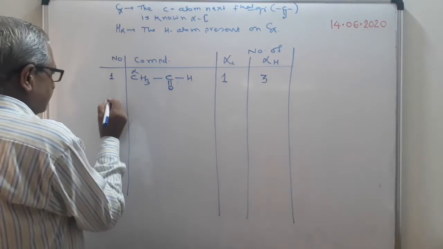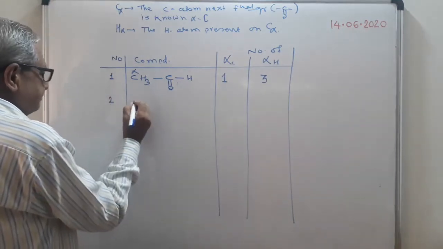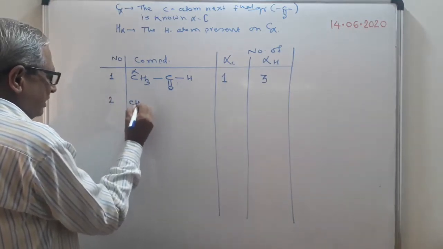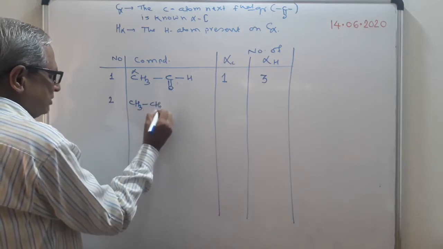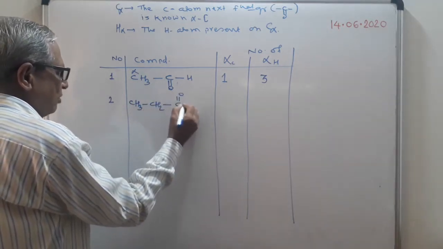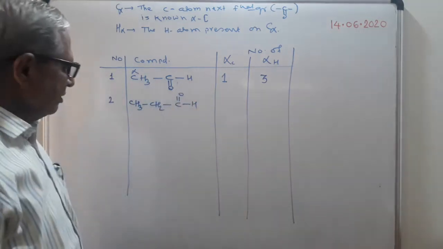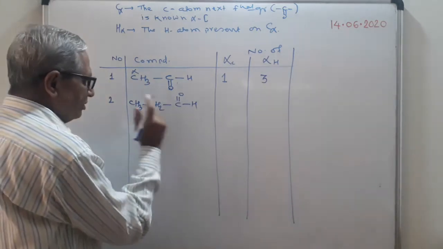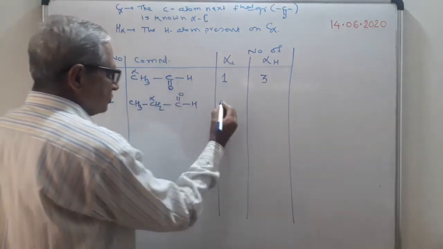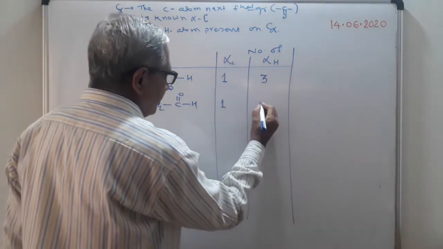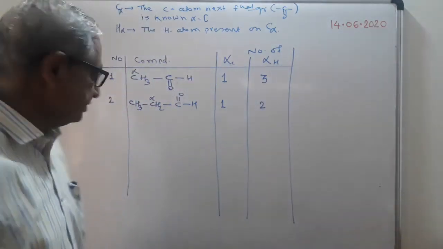Then the second example, propanaldehyde, CH3, CH2, C double bond O, H. Now see, this is your functional group. This is your alpha carbon. So it contains 1 alpha carbon and 2 alpha hydrogen atoms.